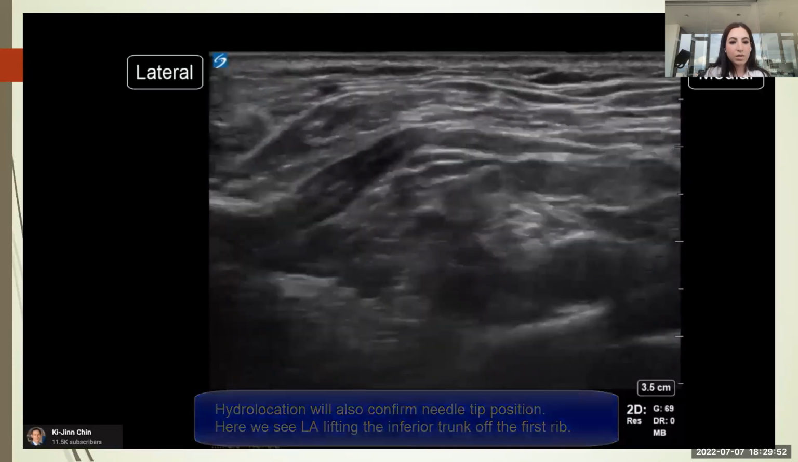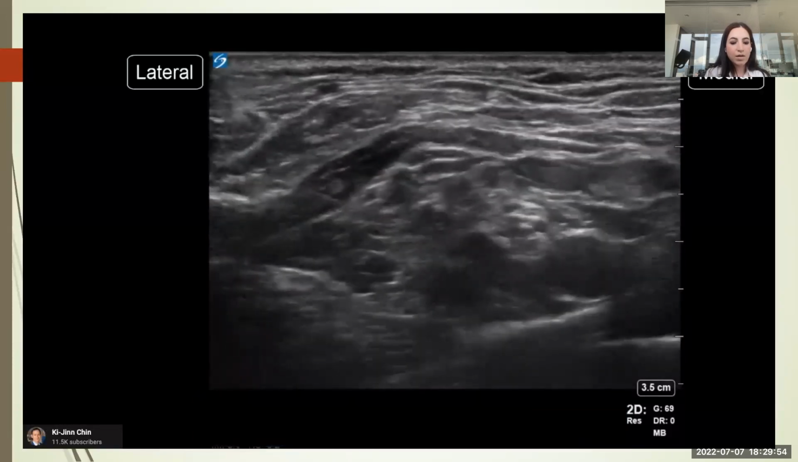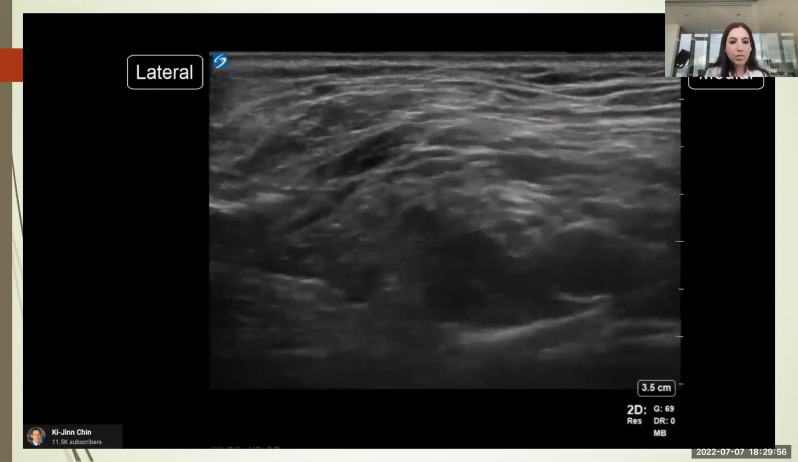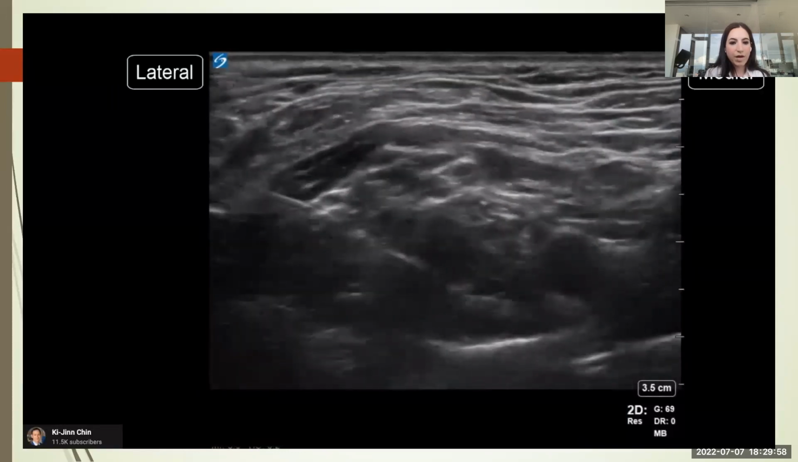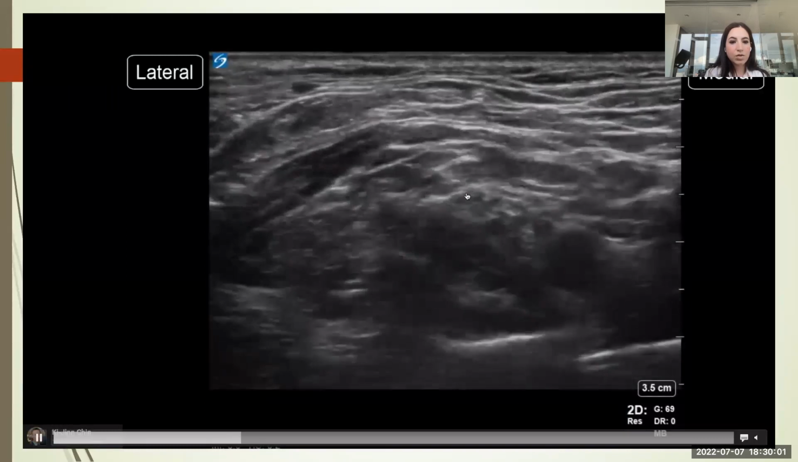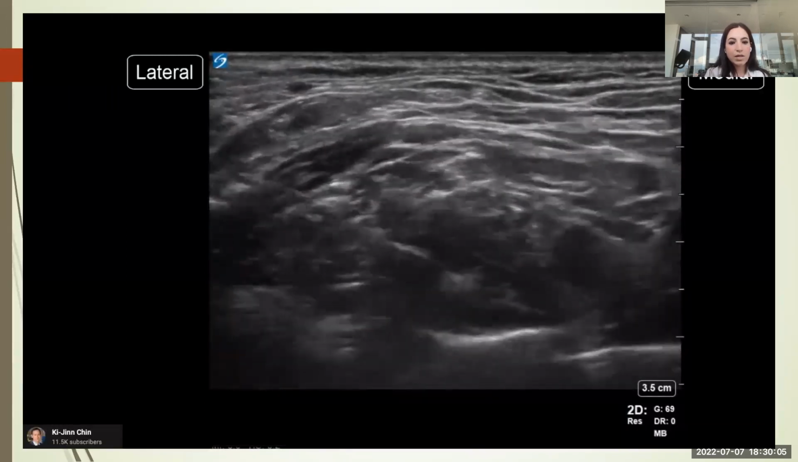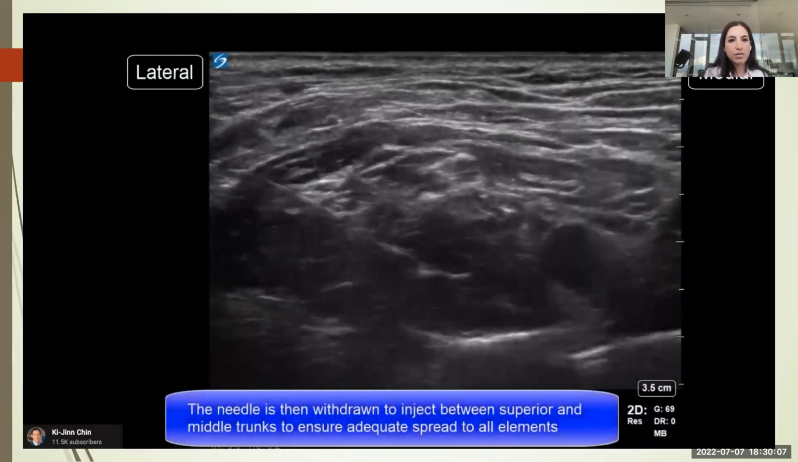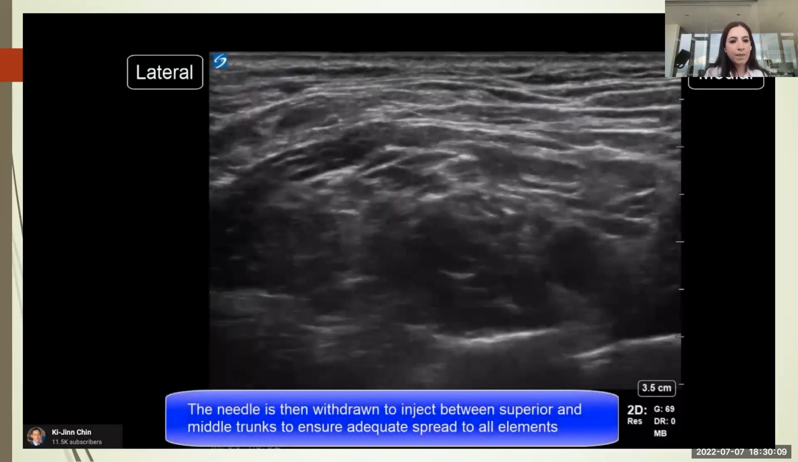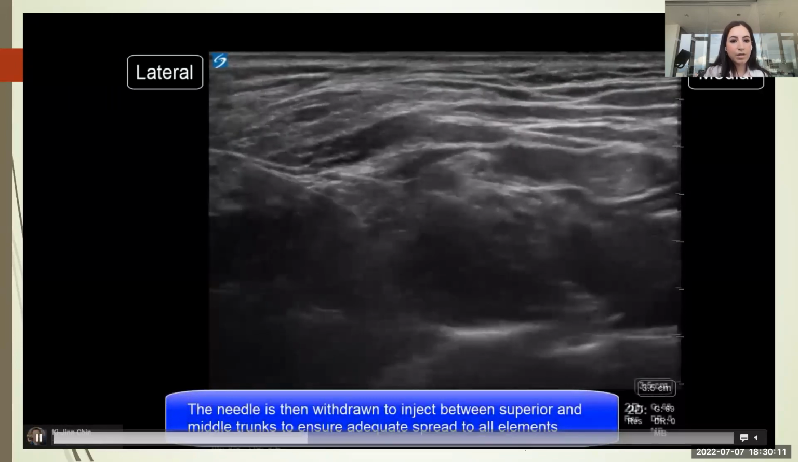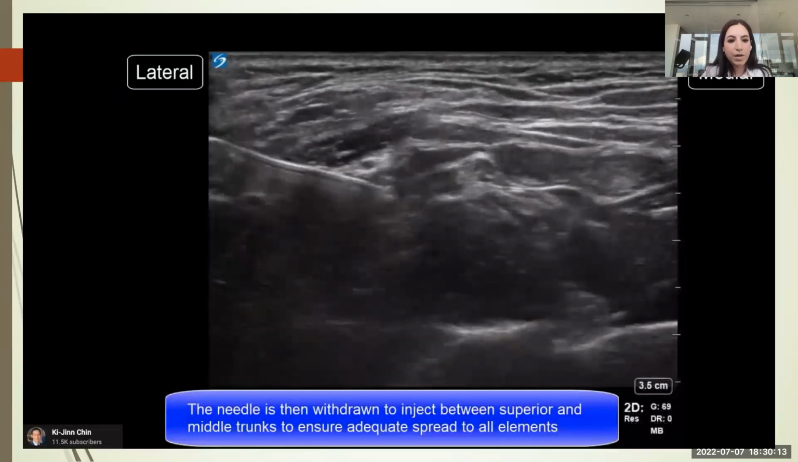And administration of the local anesthetic there, as you can see, causes the brachial plexus to peel off of that first rib. So it's really nicely shown here. So once about 2/3 of the local anesthetic that you plan to deposit is delivered there, the needle is withdrawn to target the space between the superior and middle trunks.